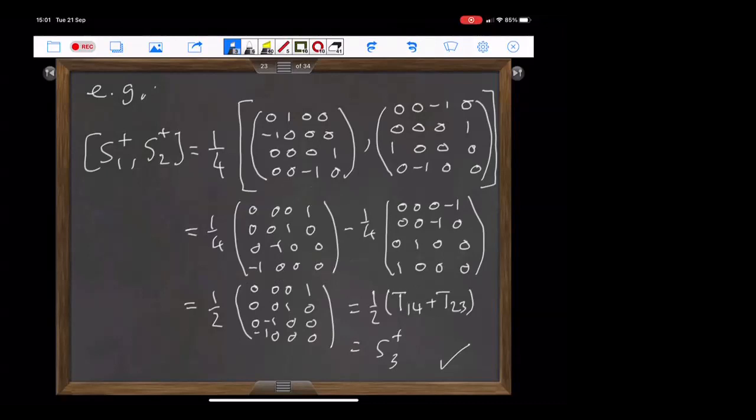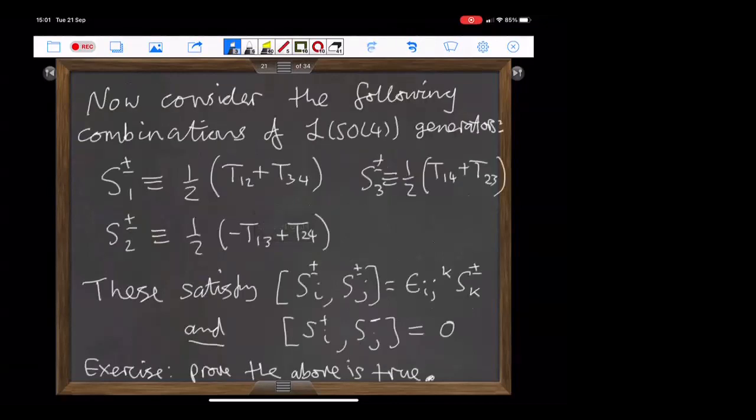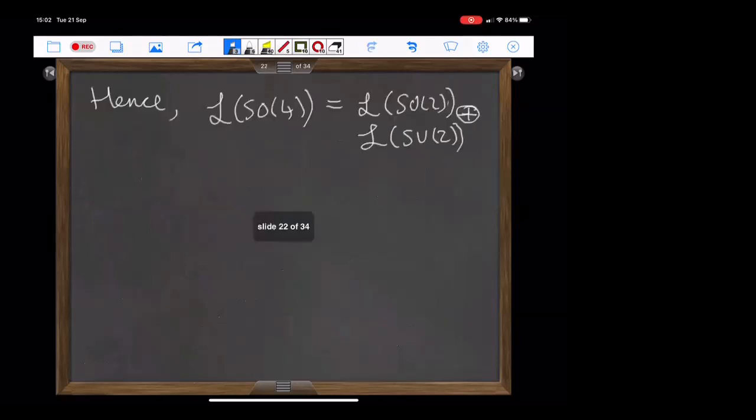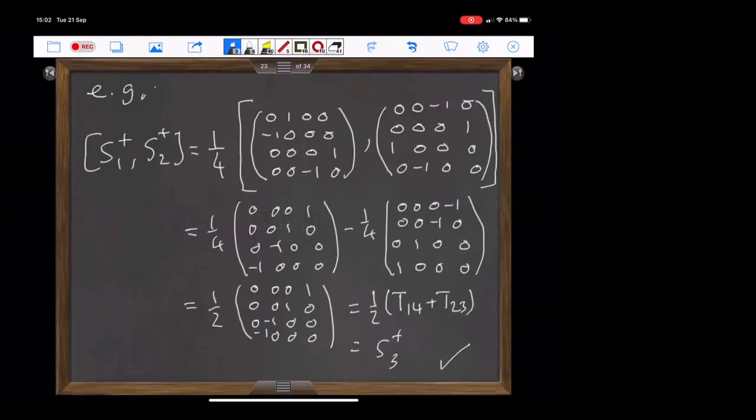Professor, when you defined the S plus minus matrices on slide 21, I think there wasn't any plus minus sign on the definition. Yeah, thank you for pointing that out. Good. Please, if you spot any typos, speak up so then I can correct the slides in real time.